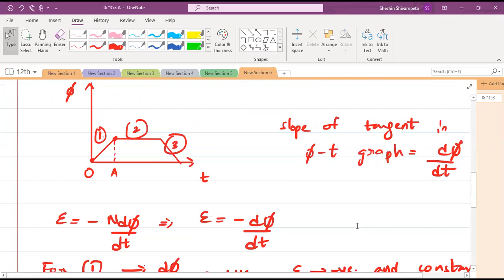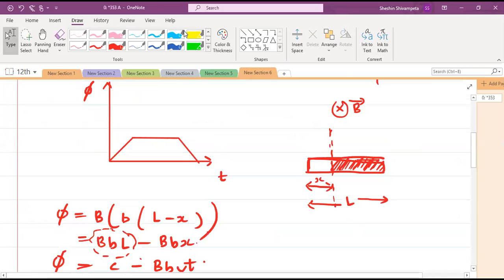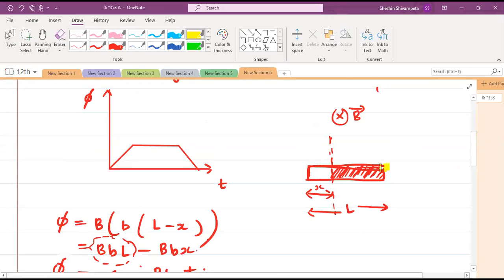The same thing happens when it is going out also. तो बाहर जा रहा है ना, तब इस रॉड में क्या हो जाएगा? EMF इंड्यूस्ड होगा. यहाँ पे मैं येलो करके शेड कर रहा हूँ. वो दिखाई दे रहा है ना येलो वाला पार्ट.